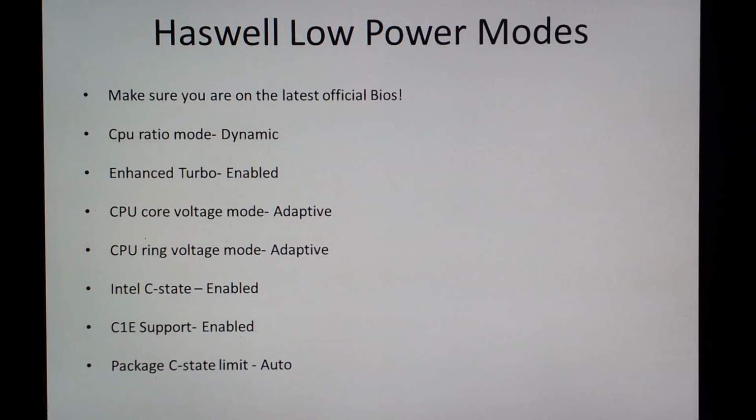What we're going to set is our CPU ratio mode to dynamic. Enhanced turbo, we're going to enable that. We're going to set our CPU core voltage mode to adaptive, CPU ring voltage mode to adaptive, enable the Intel C state, enable C1E support, and also make sure our package C state limit is set to auto. You will have problems if you start messing around with the package C state limit, so the best thing is to ensure it is set to auto.